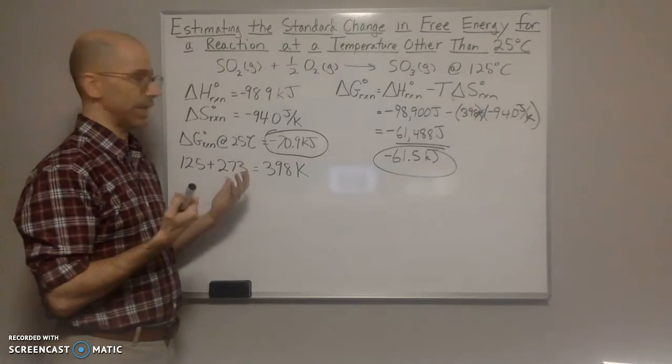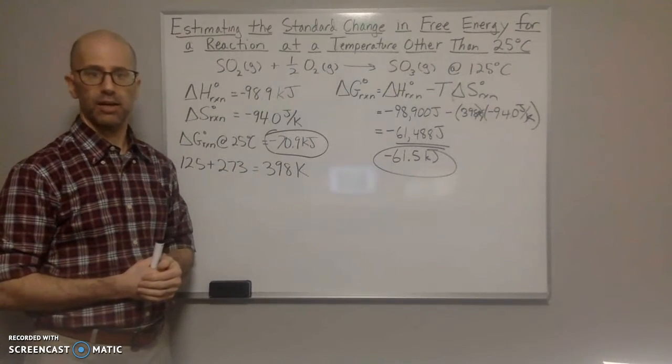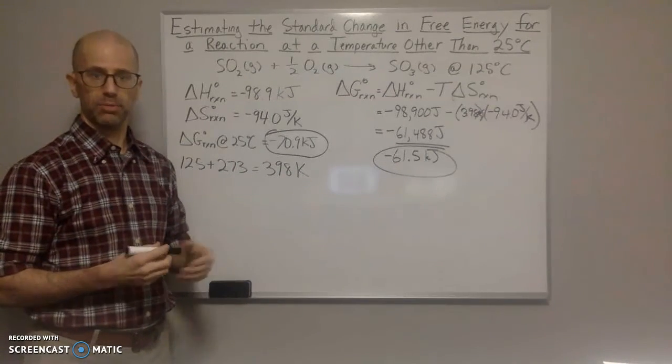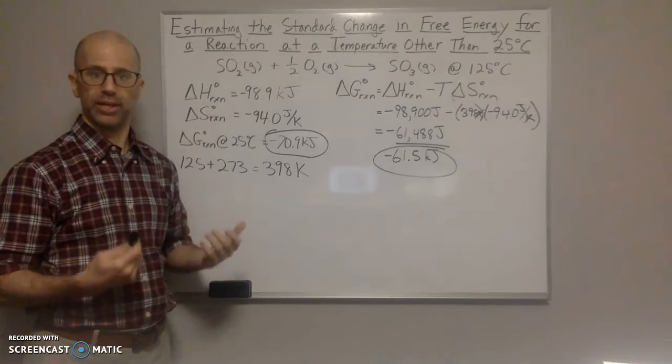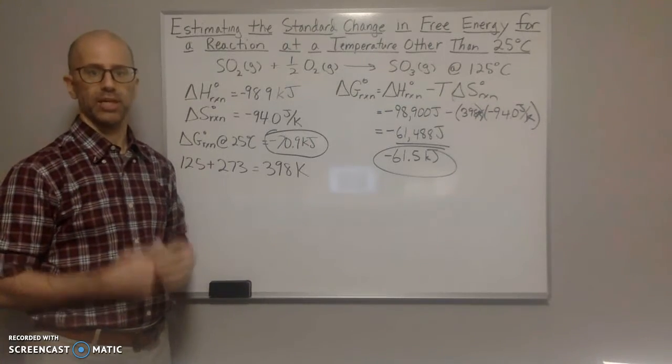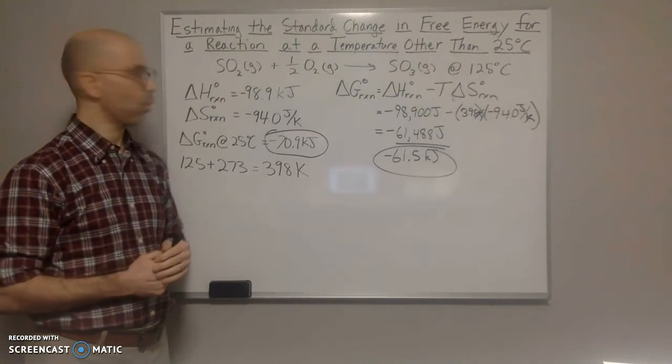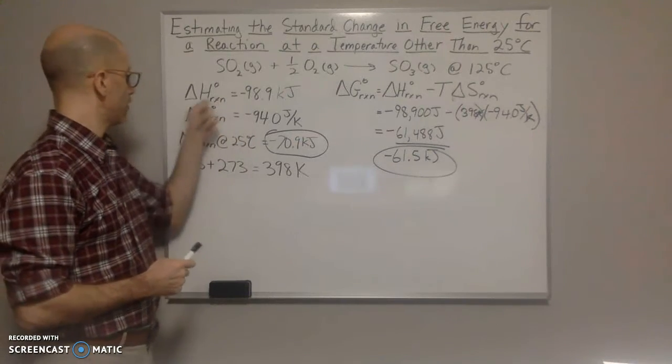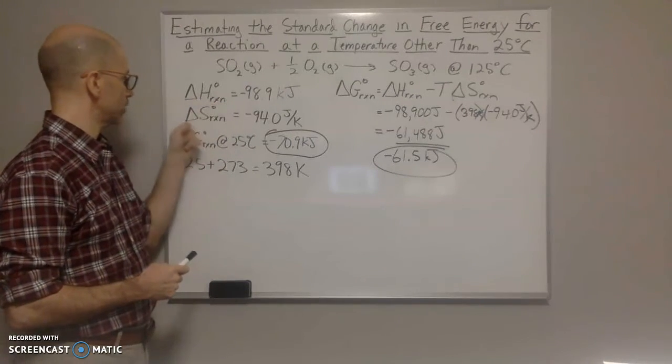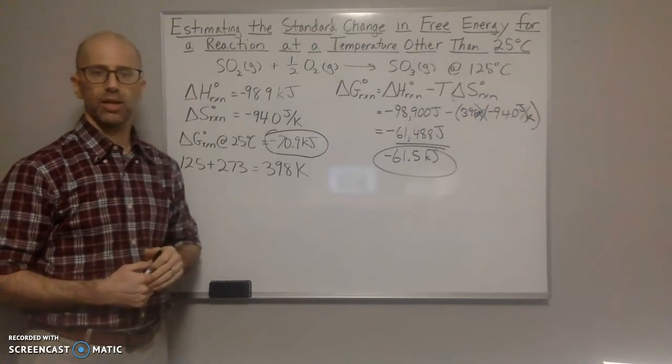And that's how you would estimate the standard Gibbs free energy of a reaction at a temperature other than 25 degrees if you already know what these values are. If you calculate the delta H, standard enthalpy of the reaction, and the standard entropy of the reaction.